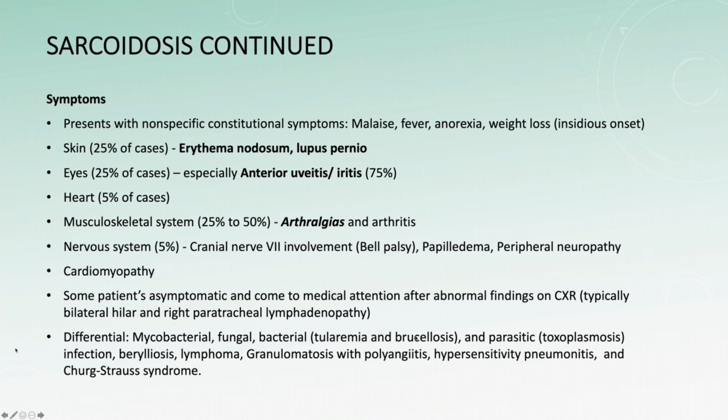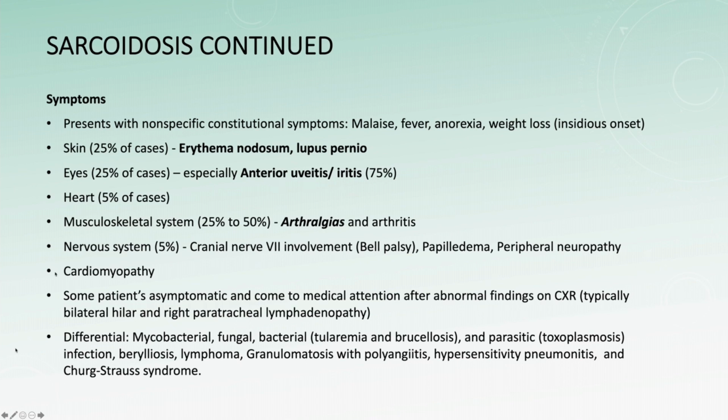Other things it presents with outside of the constitutional symptoms: 25% of cases involve the skin. So we get erythema nodosum and lupus pernio, which I'll show you a picture of in a minute. The eyes are affected too, so anterior uveitis or iritis, and that's the most common eye finding that we see. You can also get granulomas in the eye.